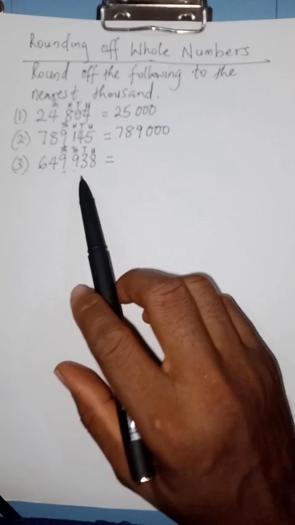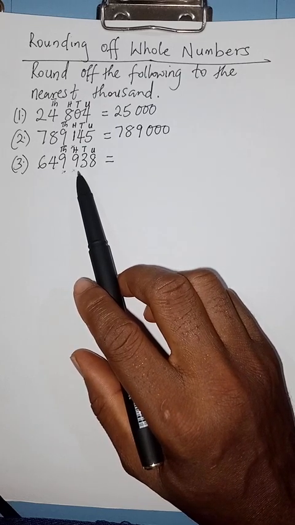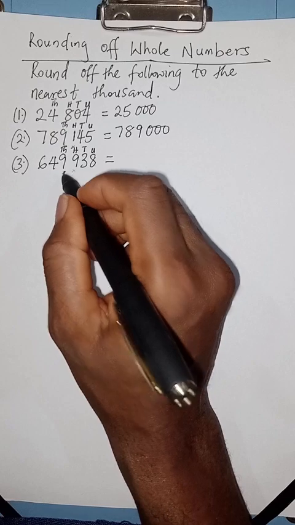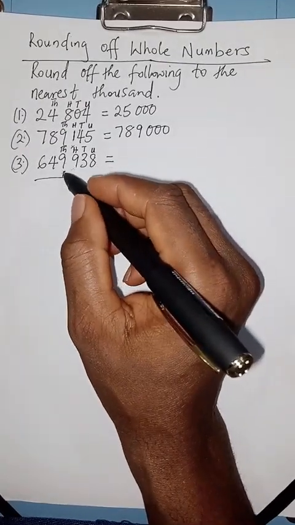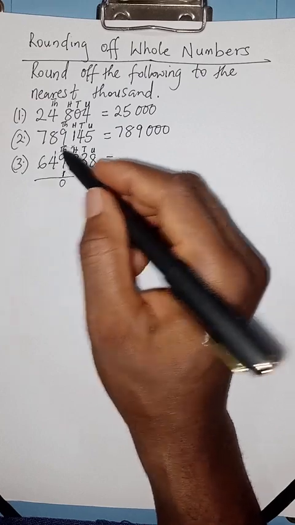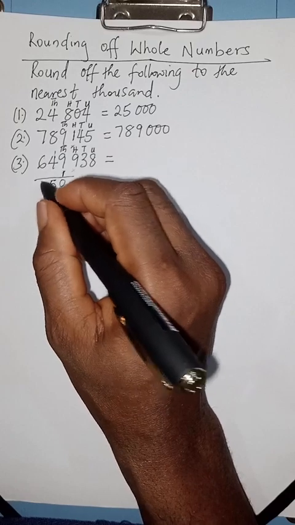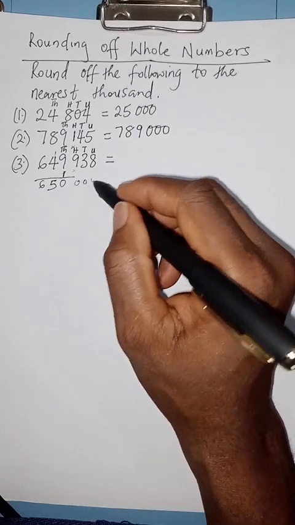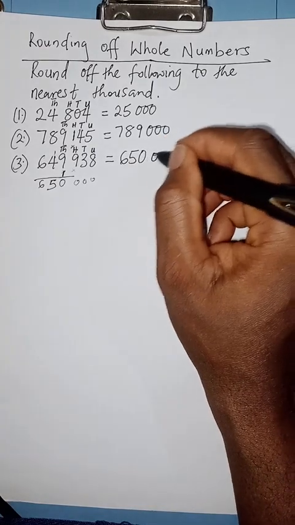Now, the digit under the hundred is 9, which means I'm going to round up. Now, how do I round up? By adding 1 to the thousand. And if you add 1, this time around you have to be careful. This is 9 plus 1, 10. You write down 0 and carry the 1 to 4. So 4 plus 1 is 5, 6. Then you convert these 3 digits at the front to 0, 0, 0. So your answer becomes 650,000.